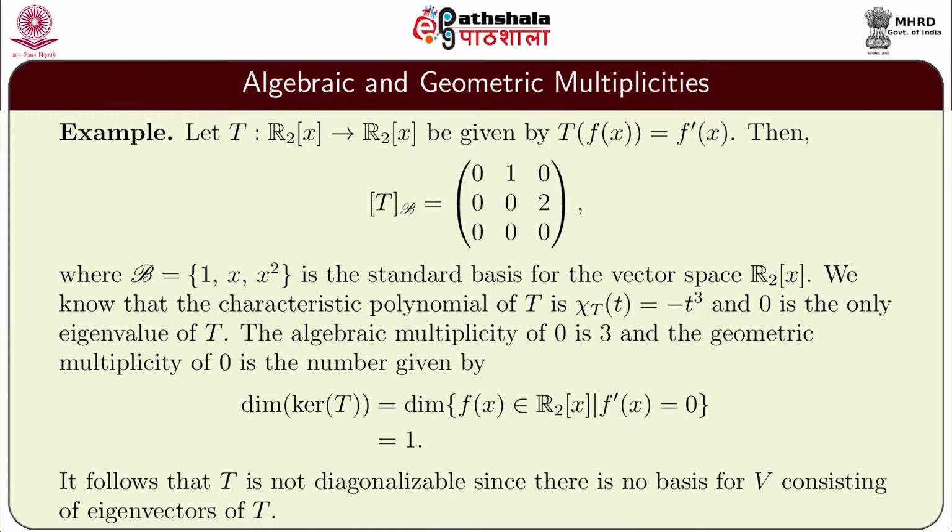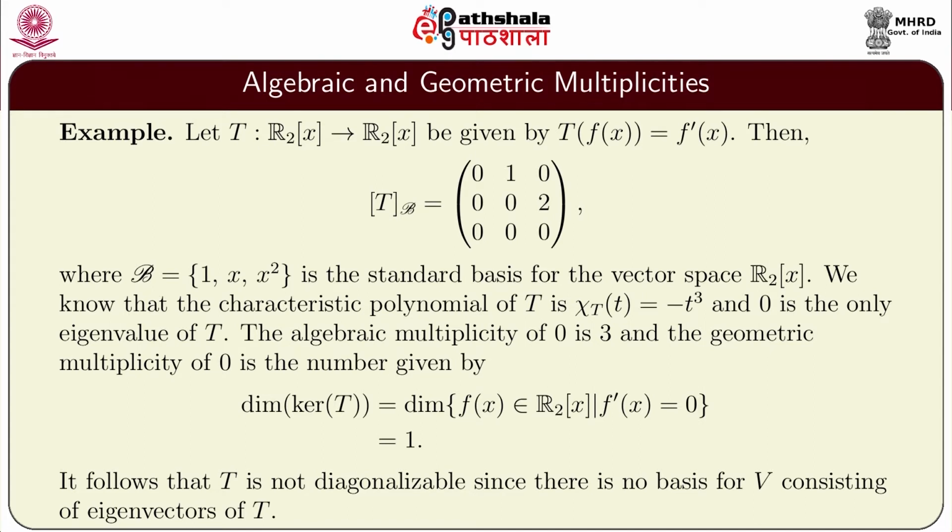Let us look at an example. Consider the vector space R2[x], which is the collection of all polynomials with real coefficients whose degree is at most 2, and look at the differential operator T given by T of f is equal to f dash.